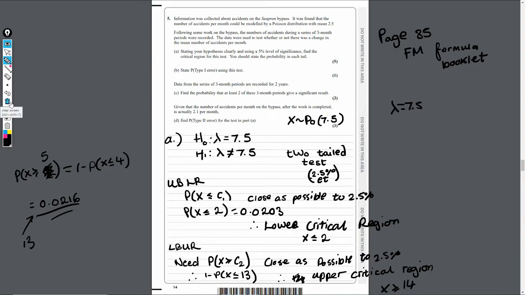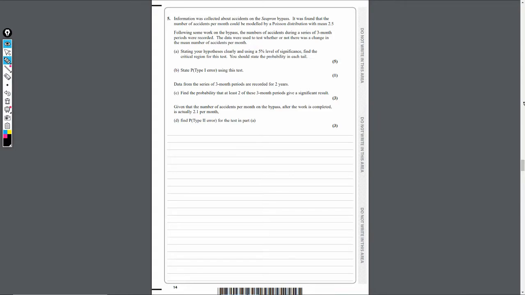So let's just clear all that. For part B, just on 1 mark, we have to state the probability of a type 1 error using this test. So, type 1 error. Well, a type 1 error is when you reject when you shouldn't have. So, type 1 error is a reject when you shouldn't have.